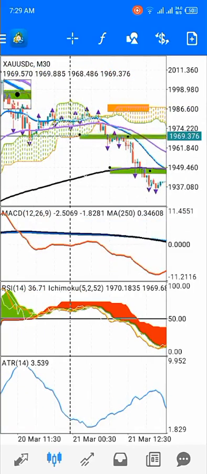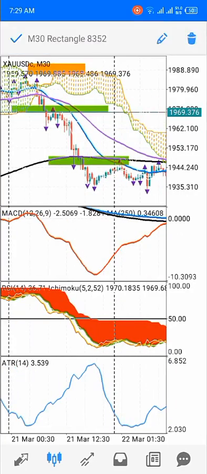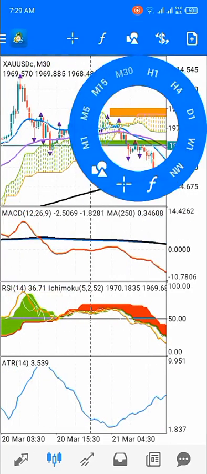In a sell or short situation, stop loss will be above the cloud. In a long or buying situation, stop loss will be below the cloud. So we are shorting XAUUSD, shorting gold, so stop loss will be above the cloud.